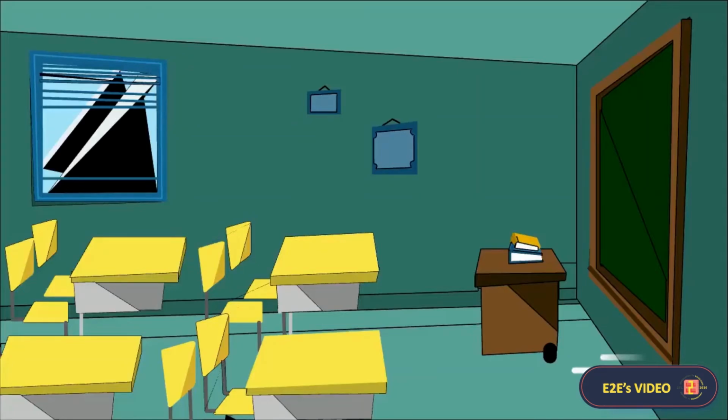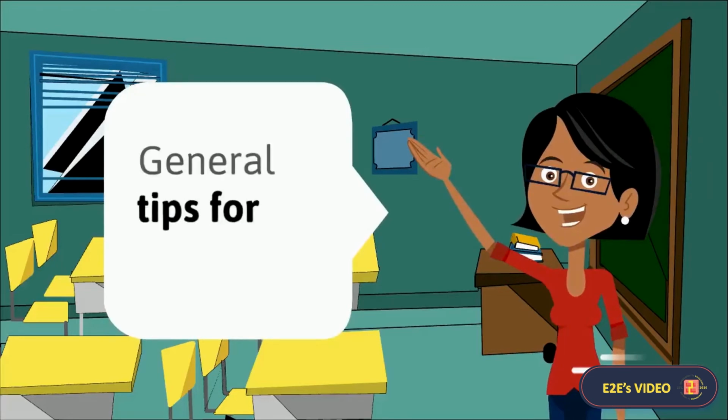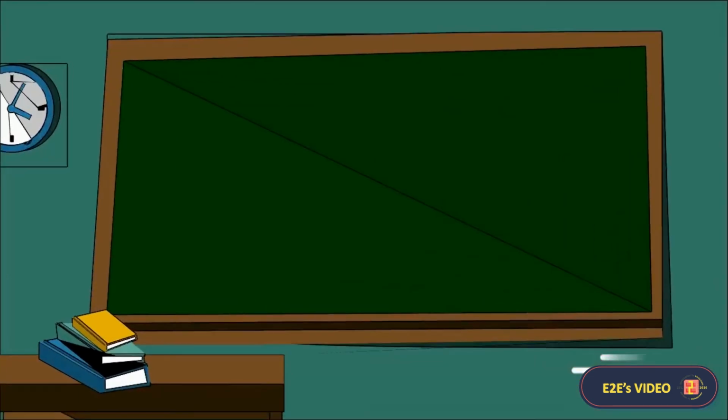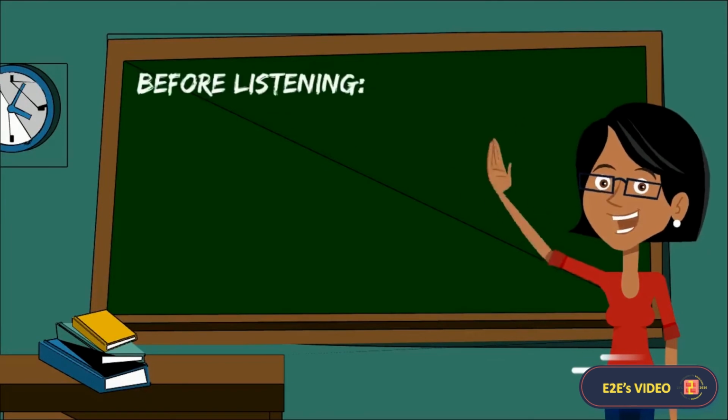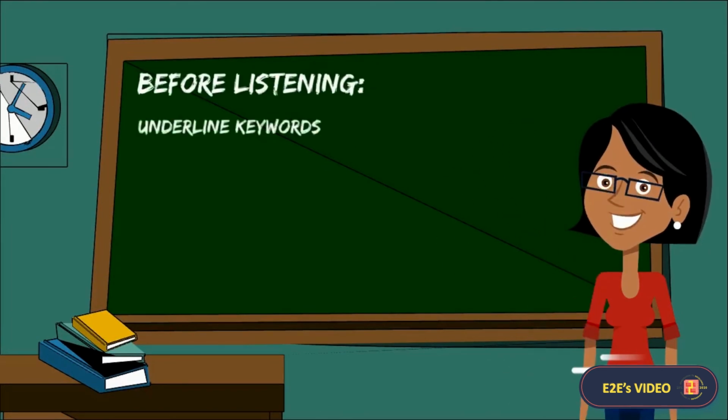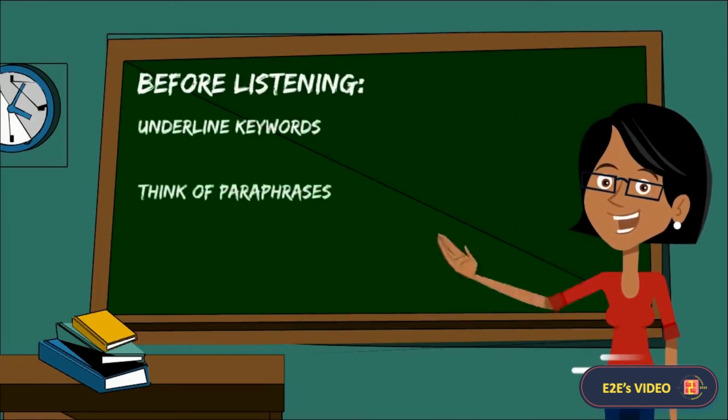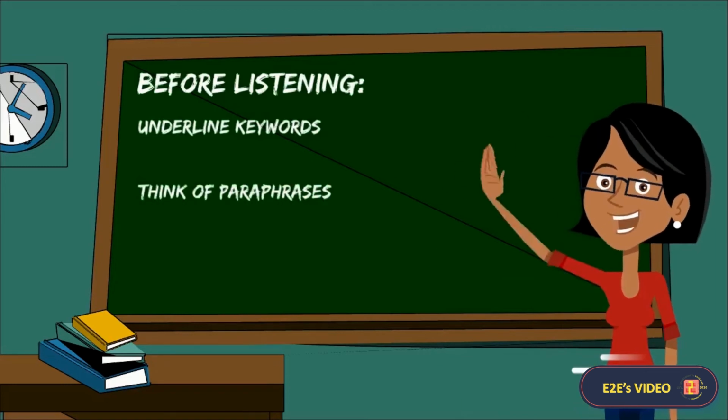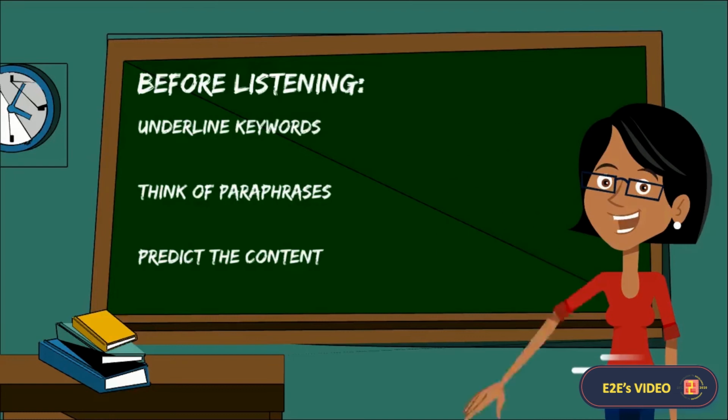Before moving on to experiencing a VSTEP Listening Part 3, how about having a look at general tips for a listening test? In the first stage, before listening, make sure you underline keywords and possibly think of paraphrases of these words as discussed in Tutorial 5, and predict the content as practiced in Tutorial 8.